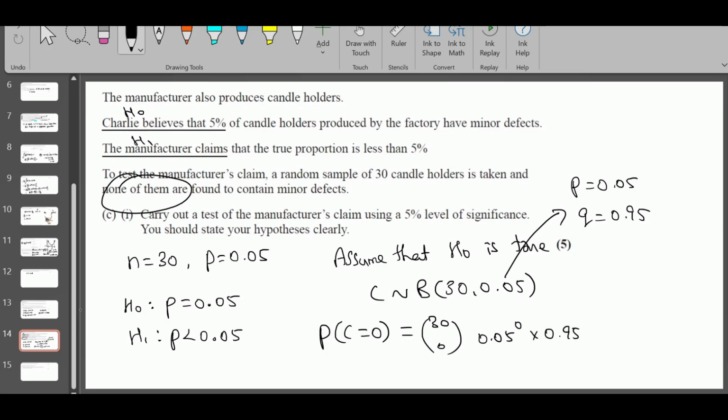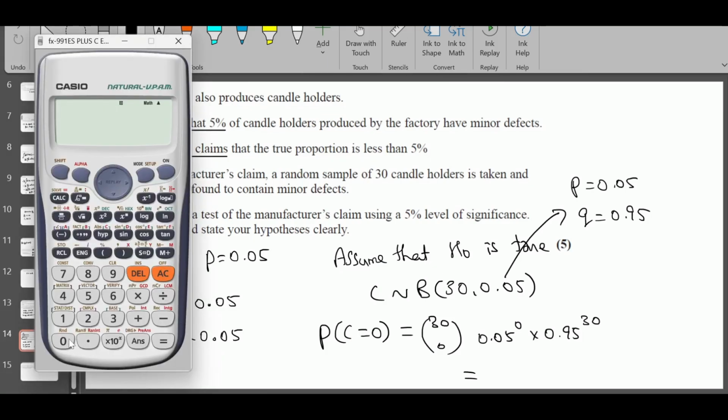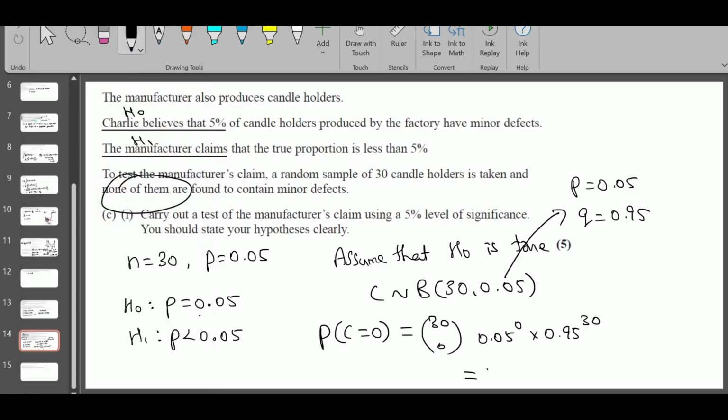0.95 to the power 30 minus 0. So 0 is 1, anything to the power 0 is also 1. Just find 0.95 to the power 30. 0.2146 dot dot dot. 0.215 is the answer. Oh, sorry, we are not finding the answer. We are just checking, we are doing the hypothesis testing. This is bigger than the significance level, 5% significance level.